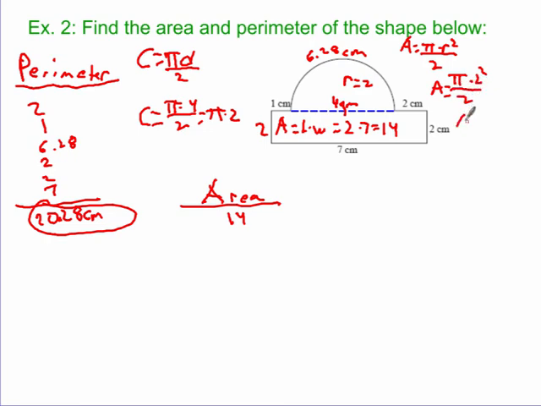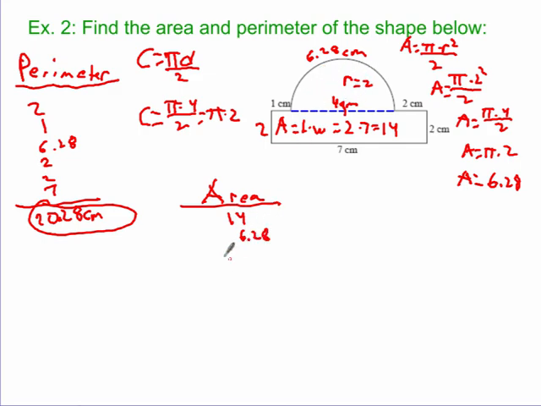If we work this out, 2 squared is 4, so that's pi times 4 divided by 2. 4 divided by 2 is just 2, so that's pi times 2. So weirdly enough, in this case, the area is exactly the same as the circumference. It's 6.28, which is pi times 2. Kind of weird. Area and circumference end up being the same. That doesn't happen very often. So this area up here is 6.28.